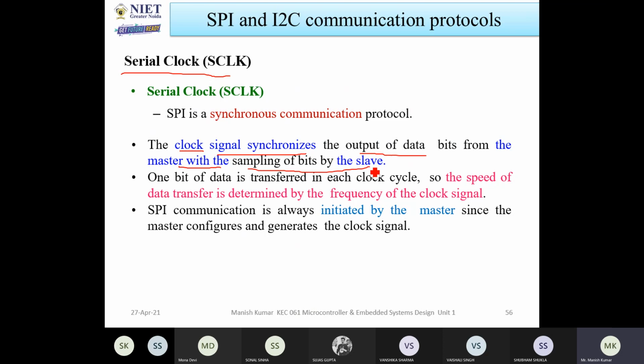Same thing, 1 bit of data is transferred in each clock cycle. So the speed of data transfer is determined by the frequency of the clock signal. How can you define the speed of data transfer? Let us consider you have systems: Core i3, Core i7, Core i5. Different processors are there, and all processors have different speeds. So the speed will depend on the frequency of the clock signal. If you know the frequency of a clock signal, you can easily find the time period.